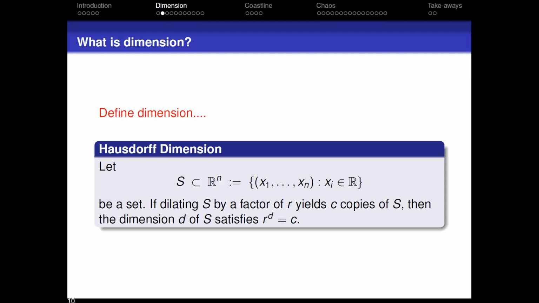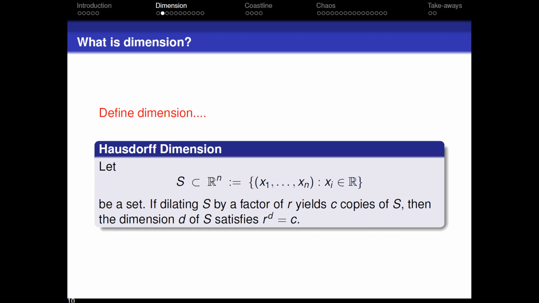Let's let S be a set. And again, I will make these slides available. If we dilate S by a factor of r, that means take every point and multiply all of its coordinates by r. So if I take r equals 2, I've doubled every coordinate. If you have a sphere of radius 1 and you dilate it by a factor of 2, you now have a sphere of radius 2. If I dilate it by a factor of 1/5, I now have a sphere of radius 1/5.